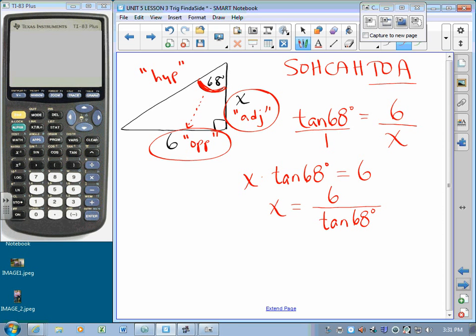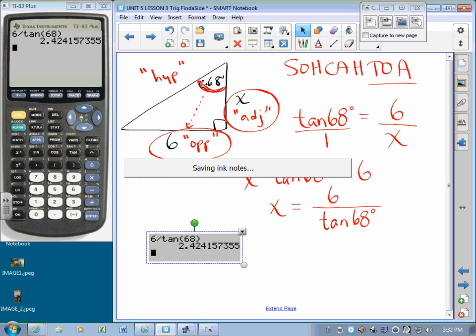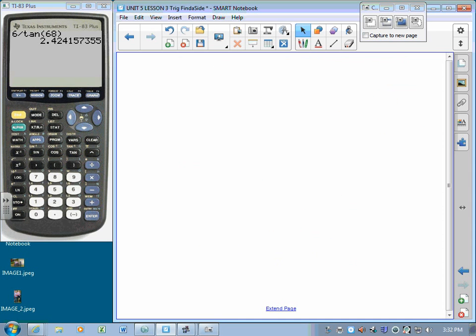Now that's not bad, because I can go to my calculator and I can say 6 divided by the tangent of 68, and I have an answer. I type it in just like so. And let's pretend we were told to round it to the nearest tenth. We write 2.4, and we put a nice pretty box around it. All right? I'll do one more with you. We'll find one more side.